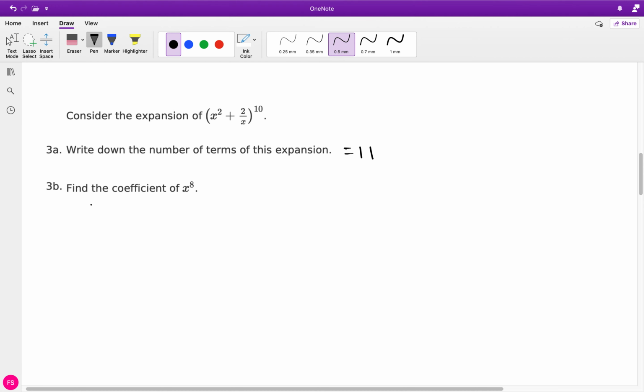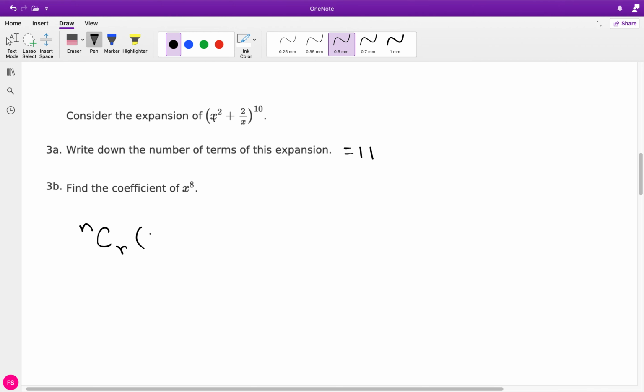Now let's see how to find the coefficient of x to the power of 8. This can be a little tricky because you have two x variables. You have x to the power of 2, and then you also have 2 over x. That's going to make it a bit complicated, but we can do it. Don't lose hope. So, okay, I'm going to write the general term nCr.